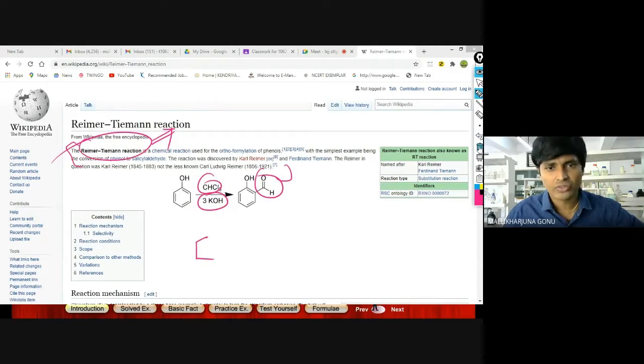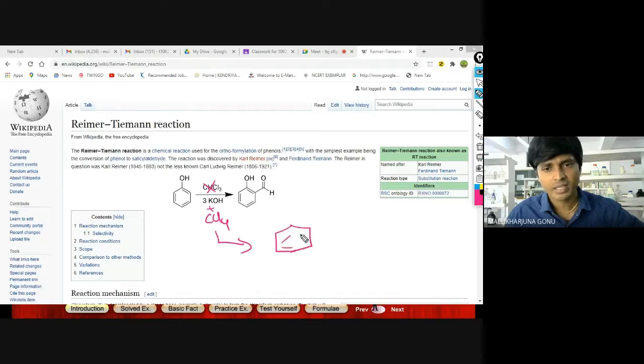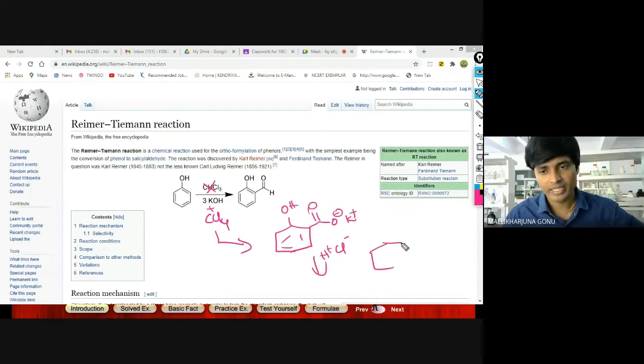In the case of CCl4, if I take CCl4 and KOH, I will get OH C6H4 COO minus K plus because base I am having. There's nothing but for acid it is. So simply I will put acid H plus Cl minus. So I will get this one, OH C6H4 COOH. Guys, whatever I am saying, very very important reaction.